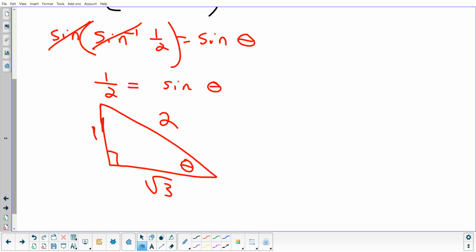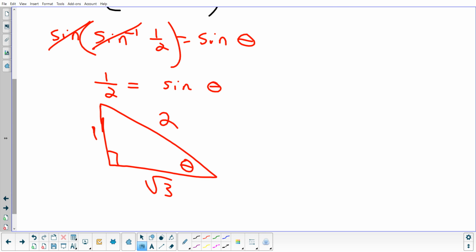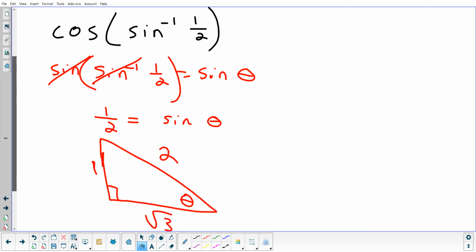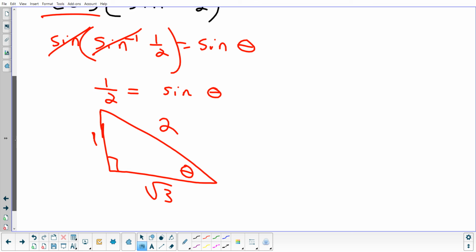You can always check it. If you square this, you get 3. If you square this, you get 1. 3 plus 1 gives me 4, and that's the square root of 4. Perfect. All right, so now we can figure out the cosine.